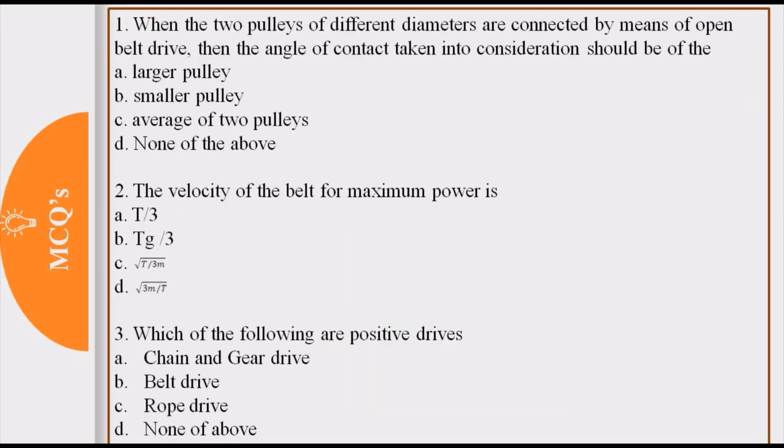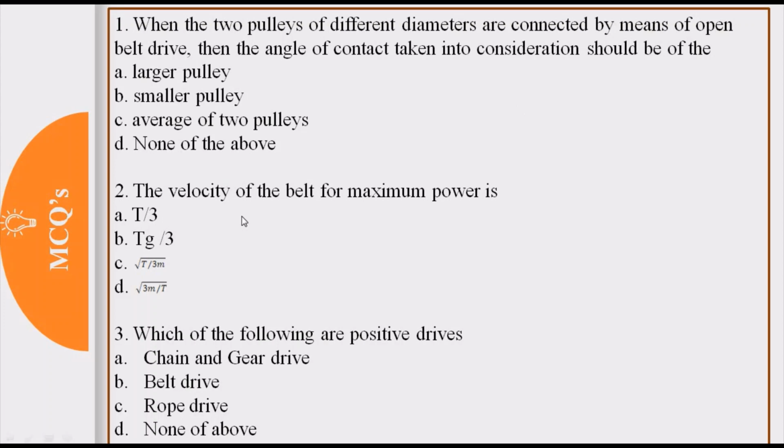Now some of the MCQs based on today's lecture. Let us see which type of MCQs are asked based on today's topic. First MCQ: when two pulleys of different diameters are connected by means of open belt drive, then the angle of contact taken into consideration should be of, and the options are A, larger pulley; B, smaller pulley; C, average of two pulleys; and D, none of the above. The question is based on angle of contact in open belt drive. In the earlier slide we discussed that for open belt drive, the angle of contact taken into consideration should be based on the smaller pulley. So the answer will be B, smaller pulley.